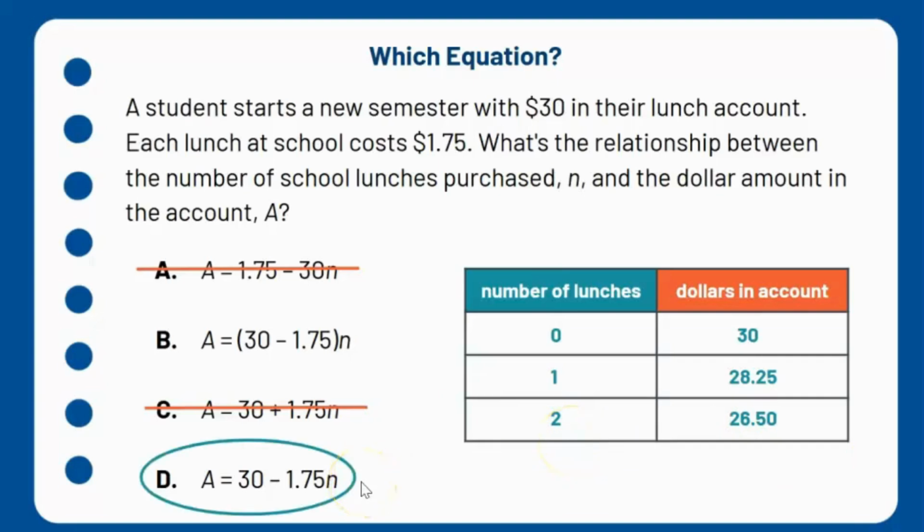Option D matches the given situation. We can justify our reasoning in 2 ways. First, if we substitute the values 0, 1, and 2 respectively into the equation for option D, all of the outputs match what is shown in the table. We are also subtracting $1.75 each time the student purchases a lunch. Option B is equivalent to A equals $28.25 times N, which does not match our given situation.